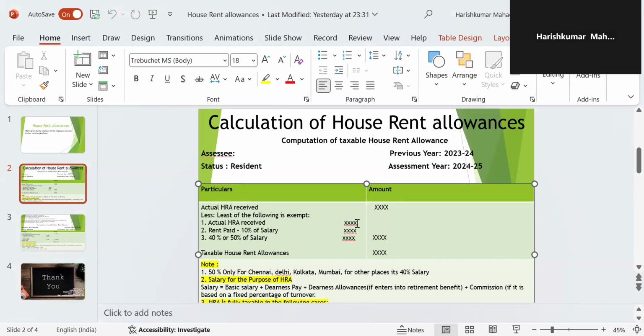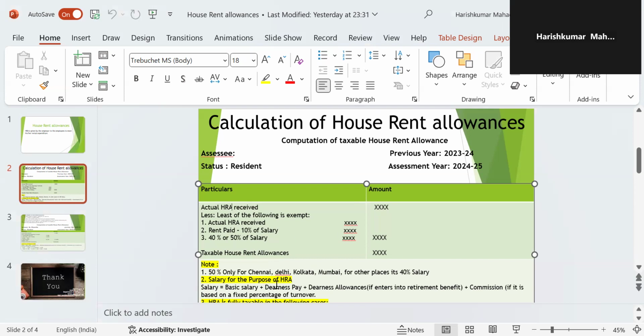What is rent paid? Rent paid is nothing but how much rent you actually pay for your house, minus 10% of salary. From rent paid minus 10% of salary, you have to calculate the amount.